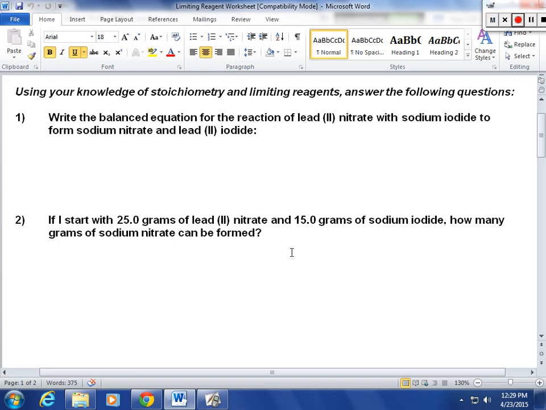So write the balanced equation for the reaction of lead(II) nitrate with sodium iodide to form sodium nitrate and lead(II) iodide. Just reading the words, can you tell what type of reaction this is? It's double replacement. Okay, but here's the problem.